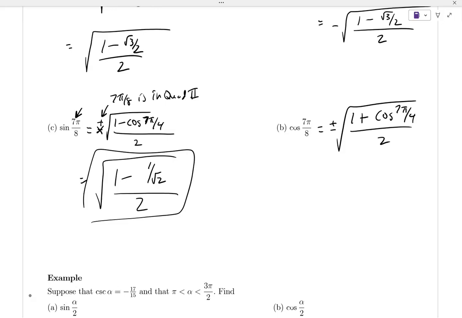And now again, we have two things to figure out. Should I use a positive or should I use a negative? And then what is cosine of 7 pi over 4? We already did that a minute ago, so that one's not hard. Okay. So in this case, literally the only thing we have to figure out is, is it a plus or is it a minus? Which is it in this case?